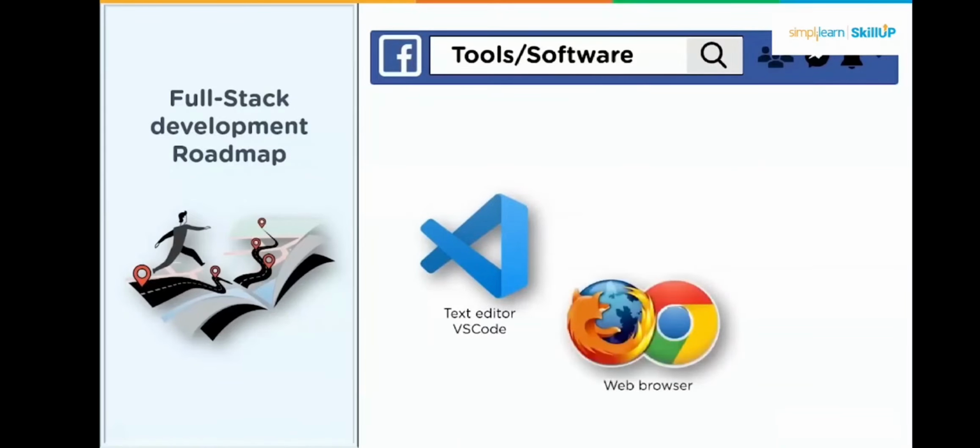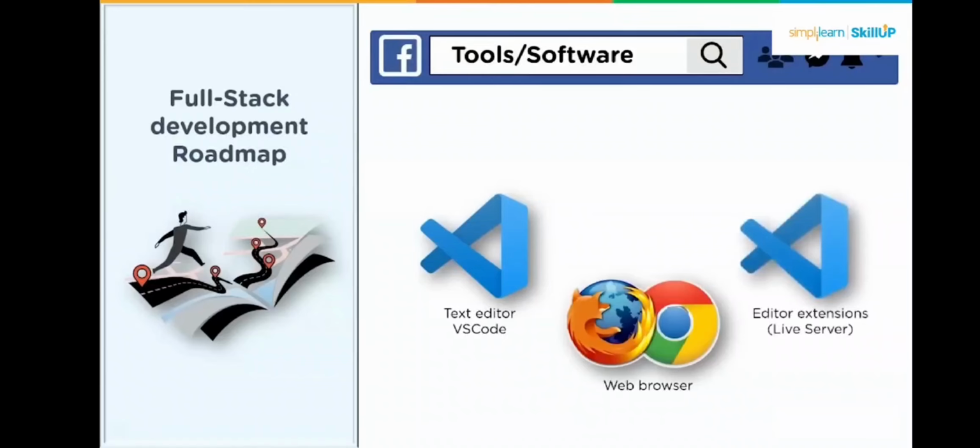Next up is a web browser. So you can either use Firefox or Chrome, but Chrome is highly preferred. Now you could also need a few editor extensions, and VS Code has a few of them. Some of them could be Live Sass Compiler and Live Server.